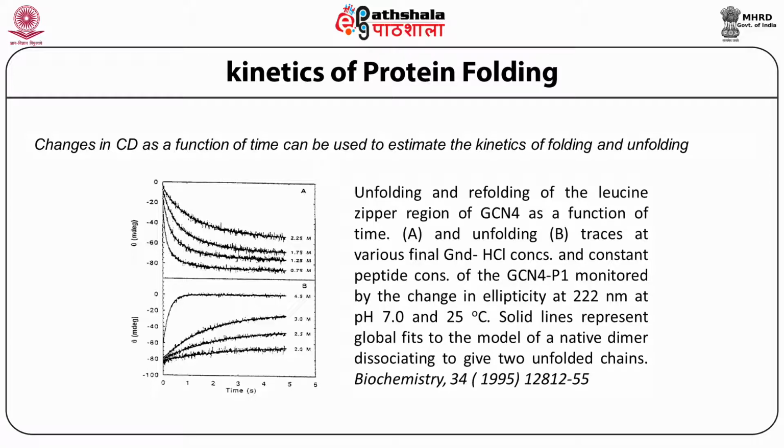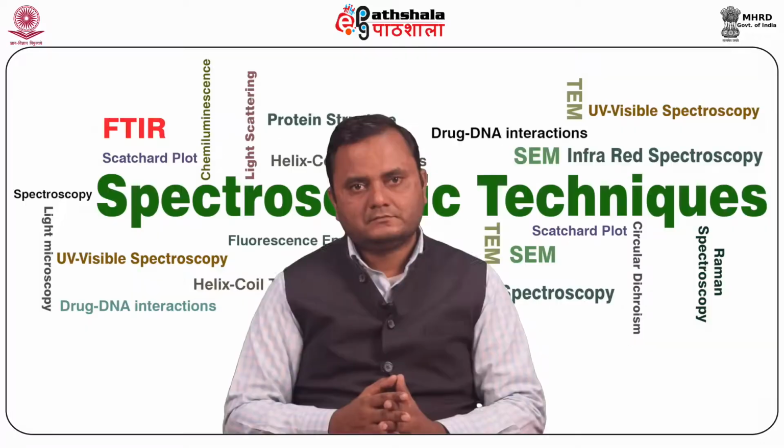A is the unfolding. B shows the traces of various final GdmCl concentrations and constant peptide concentration of GCN4-p1, monitored by the change in ellipticity at 222 nanometers at pH 7 and 25 degrees C. The solid line represents global fits to the model of a native dimer dissociating to give unfolded chains.